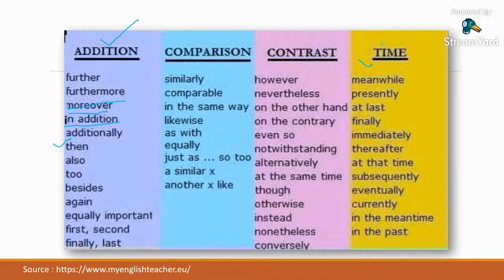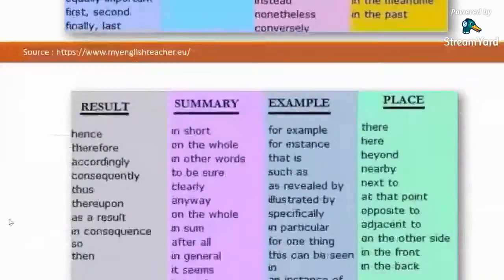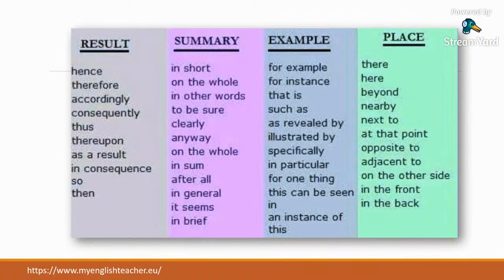Okay, you can look at time. You have meanwhile, presently, at last, finally, immediately, thereafter, at that time, subsequently, eventually, currently, at the same time, or in the past. These are some of the words that you can use. Okay, let's look at results. Sometimes you use hence, therefore, accordingly, consequently, thus. Maybe some of the words in results you can use. Summary: in the end, when you write the last paragraph, you can write in short, on the whole, in other words, to be sure, clearly, okay? But be careful to use the correct ones, okay?